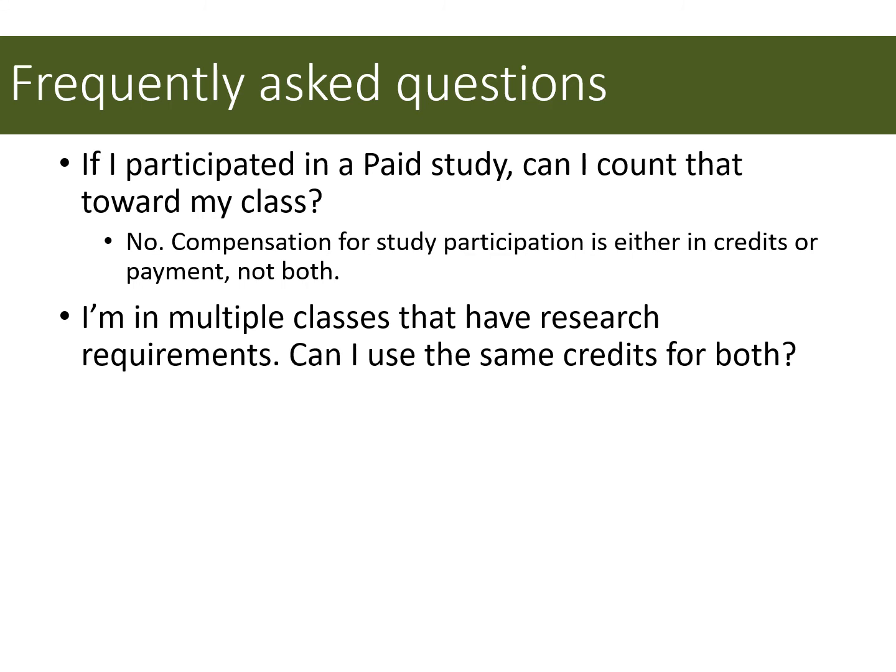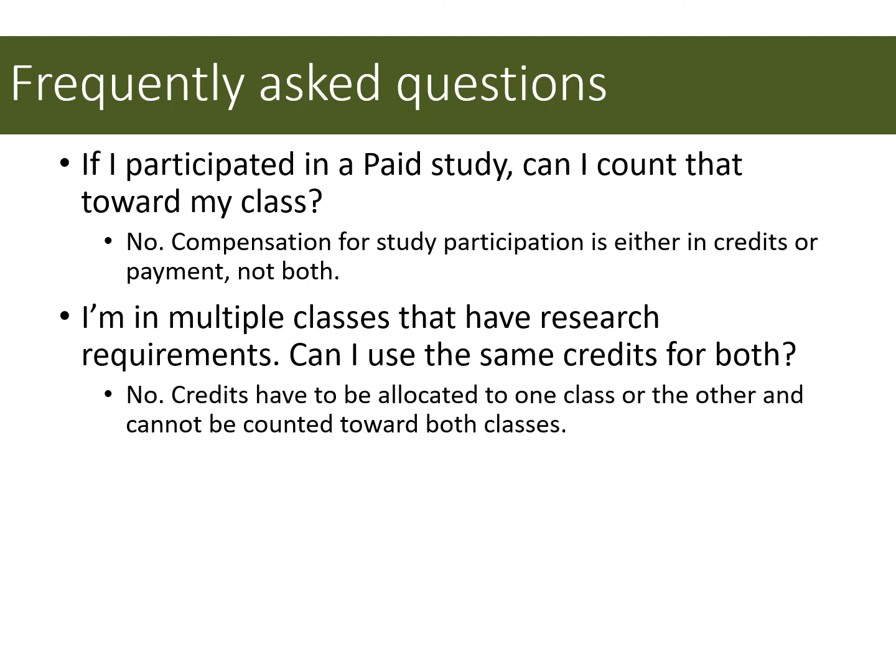Second, I'm in multiple classes that have research requirements. Can I use the same credits for both? Again, the answer is no. Credits have to be allocated to one class or the other and cannot be counted toward both classes. If you're in two classes that each require 4.5 credits, you will have to earn a total of 9 credits in order to fulfill both of your requirements.